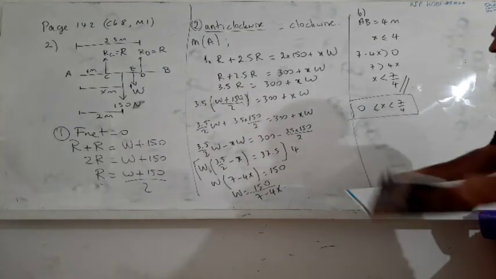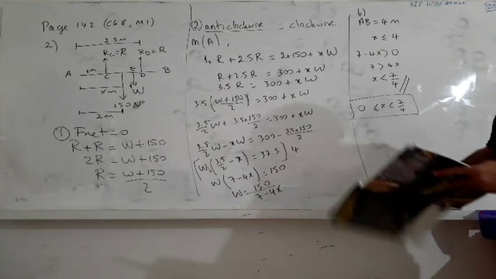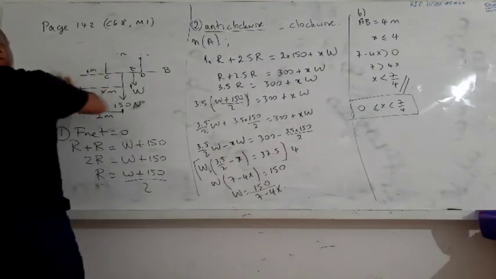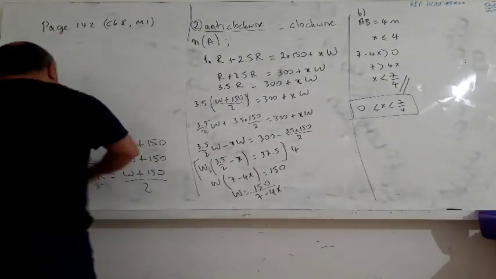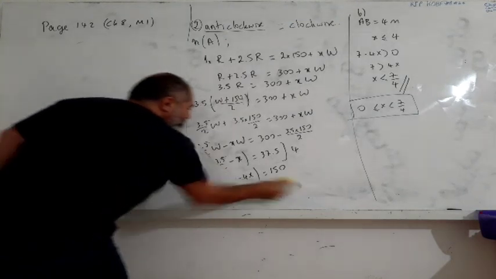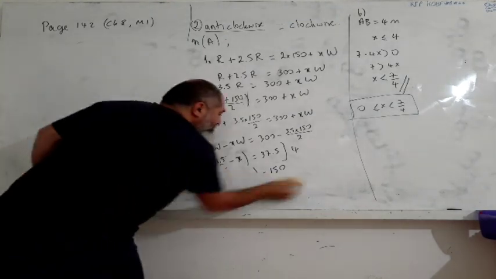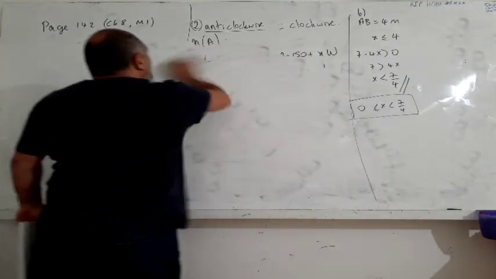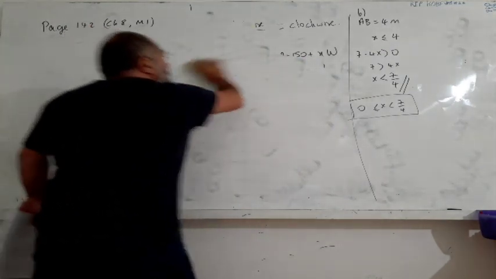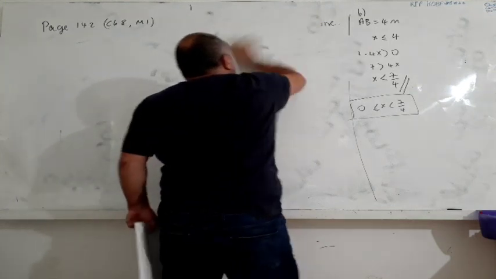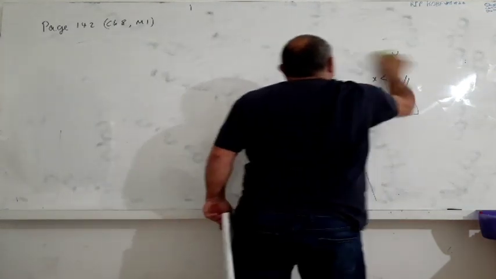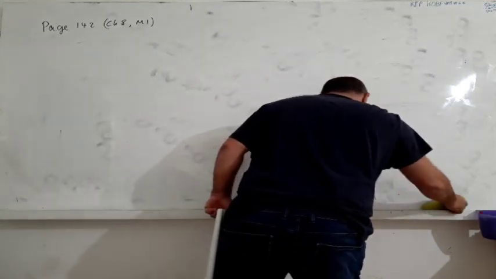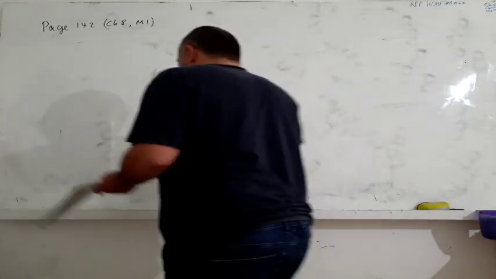So I'm going to erase the board and solve question 4. This is a revision for moments in M1. And I'm going to solve question 4 on chapter review on page 142. Question 4. Let's read the question.